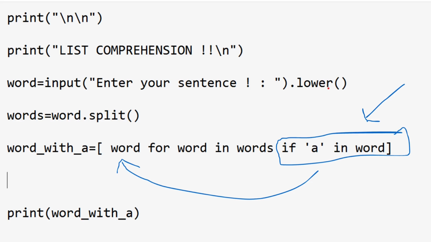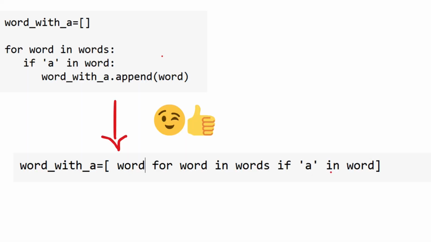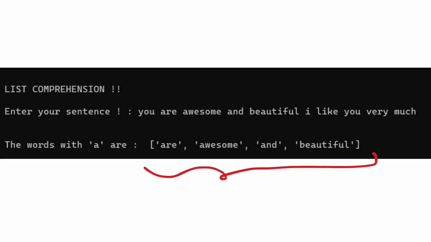Okay. So using the list comprehension, we really reduce the number of lines and made the code concise. In the traditional way of programming, we need at least 3 to 5 lines to achieve the result, whereas in list comprehension, we have completed everything with a single line. Okay. Now see the output. So we have entered the sentence: You are awesome and beautiful and I like you very much. And the words with A are, yes, we have 4 words, that is, are, awesome and beautiful.